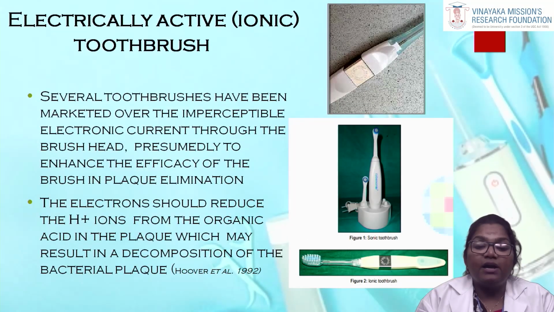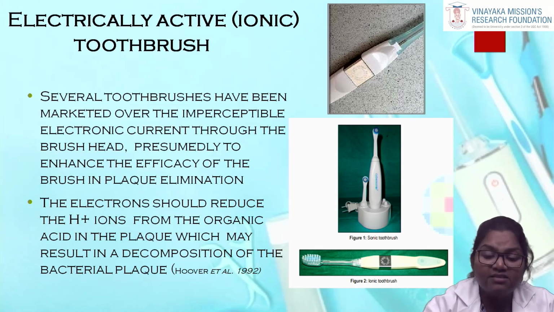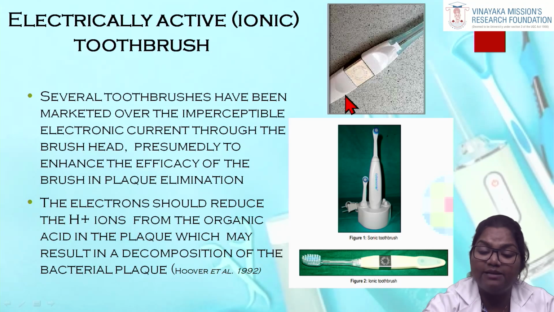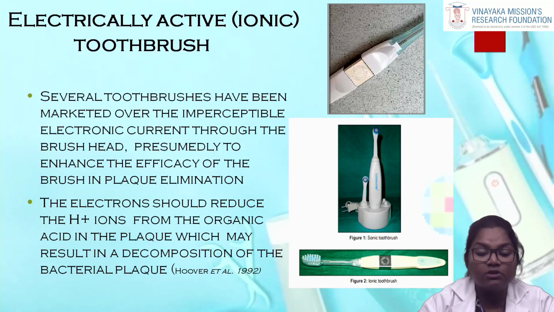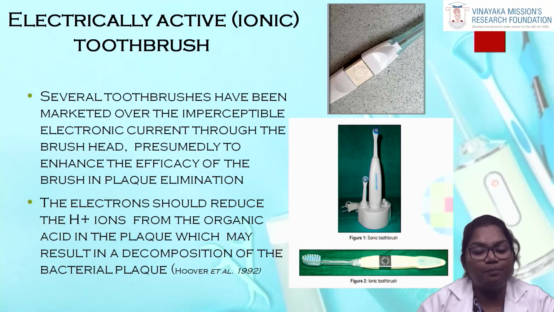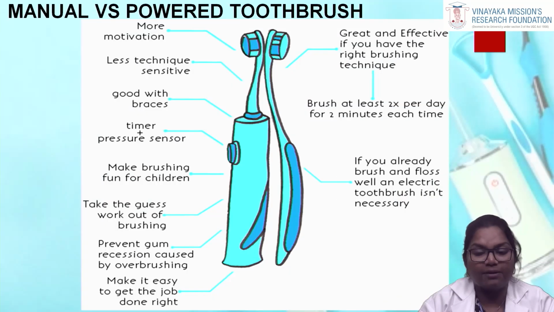Next, moving on to the ionic toothbrushes, that is, electric toothbrushes are different and electrically active ionic toothbrushes are different. In this, electronic ionic chips are placed, which help in the reduction of the hydrogen ions in the organic acid of the plaque, which may result in the decomposition of the bacterial plaque.